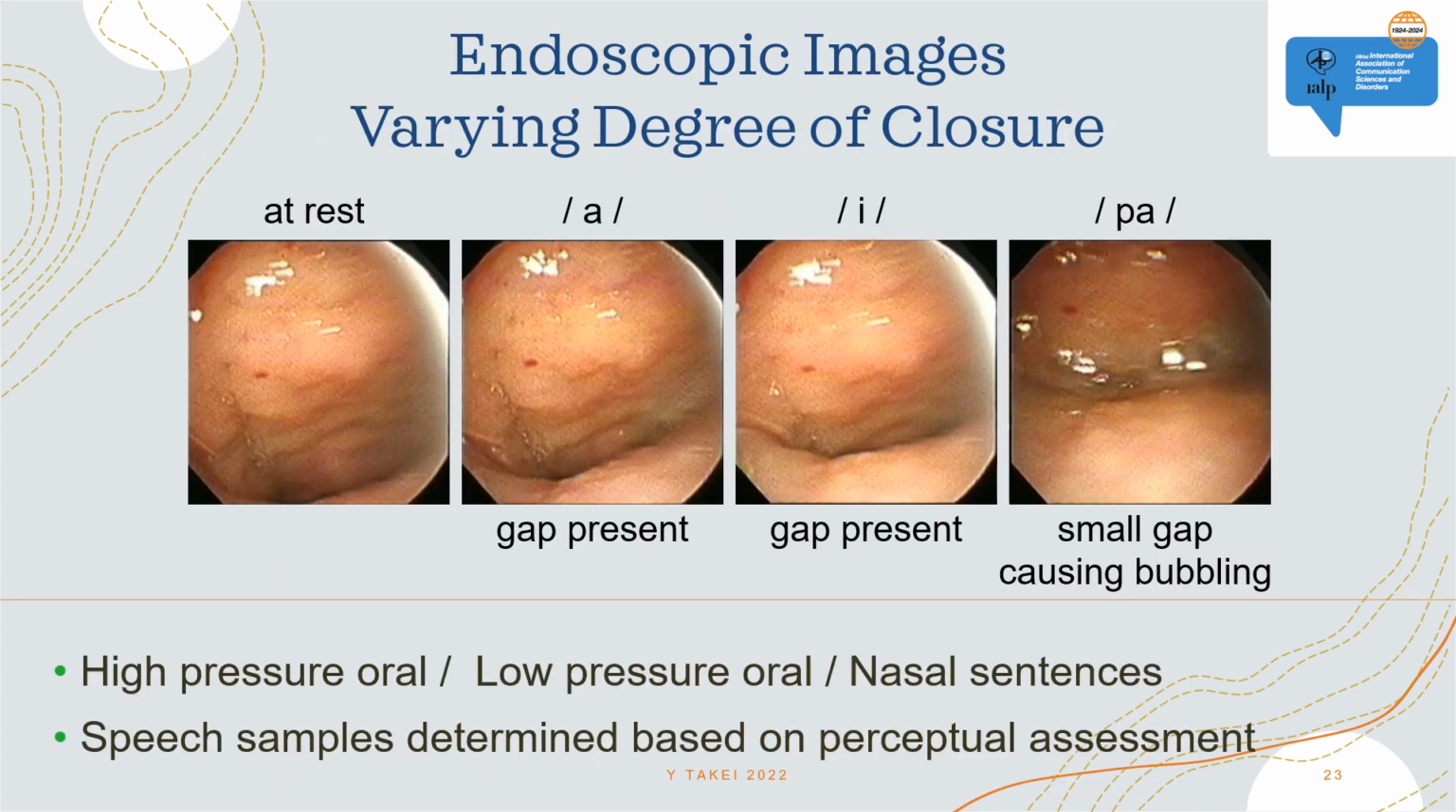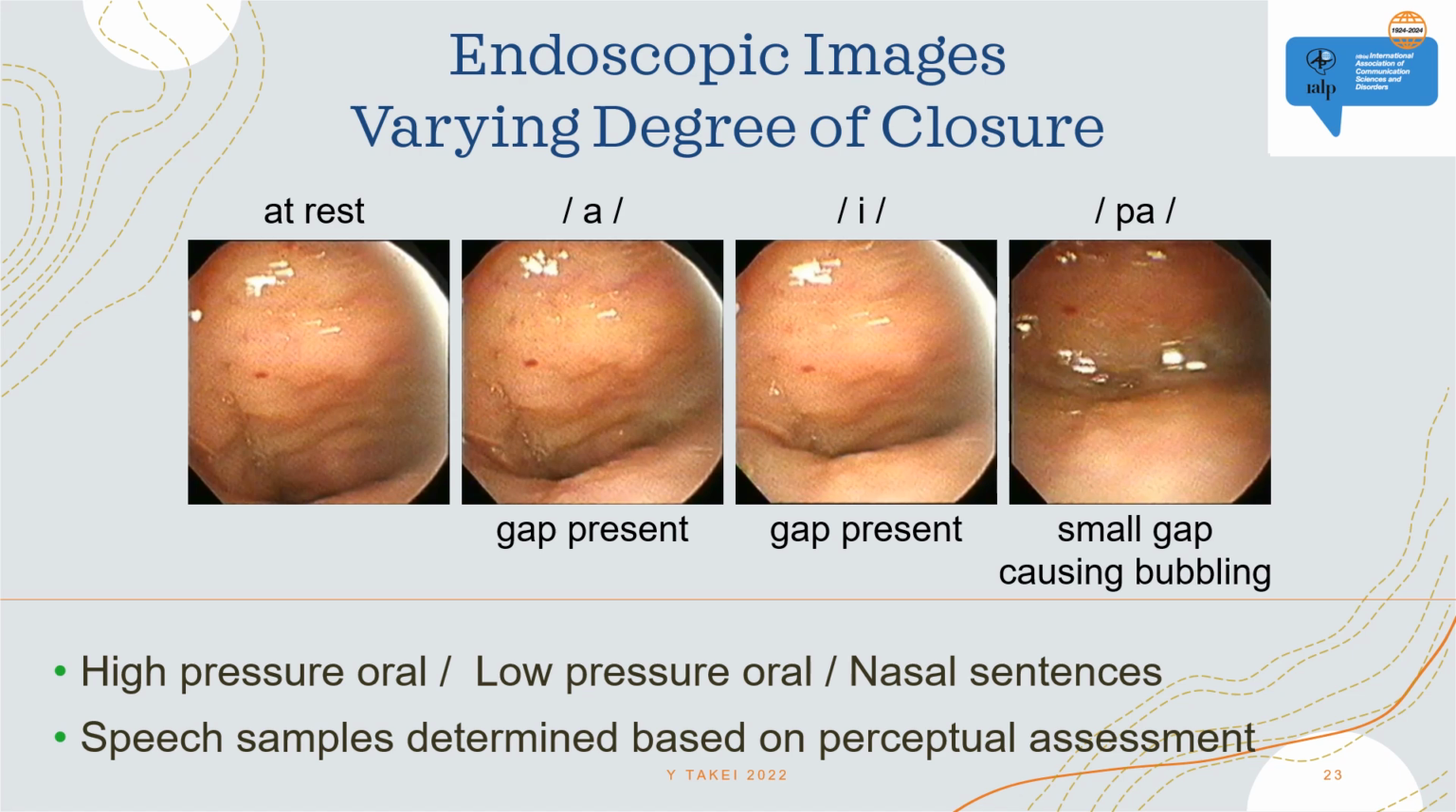These pictures are endoscopic images of a patient with a short velum. There is an obvious gap during the phonation of low-pressure sounds, the vowels R and E. During the production of high-pressure sound PA, bubbling of secretion is evident, indicating a small VP gap.